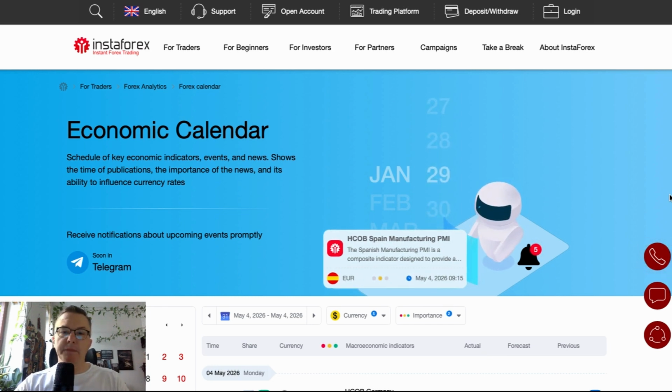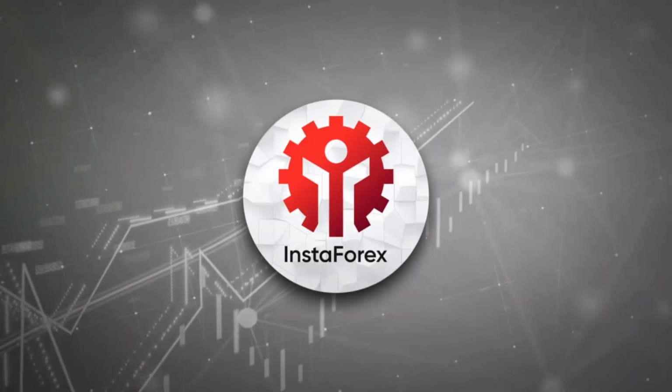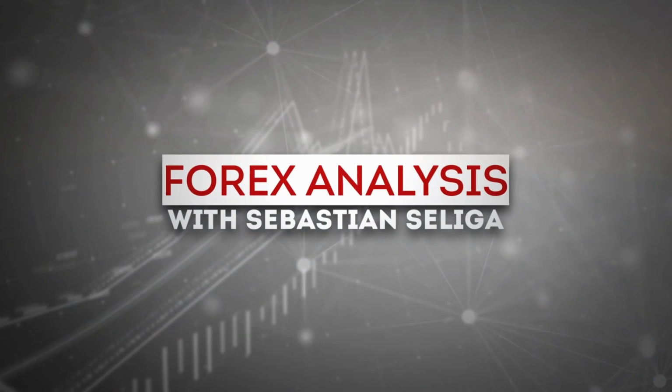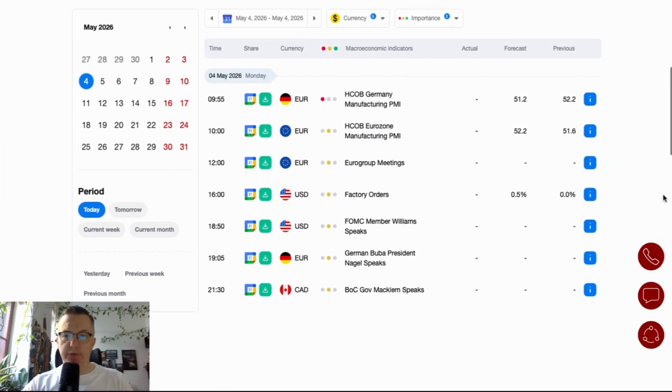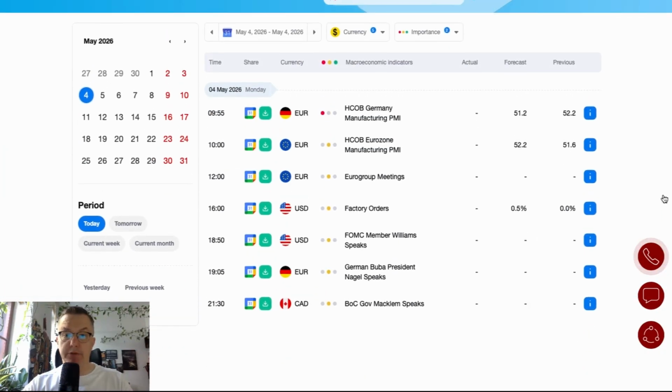Today is Monday, May 4th, 2026. Let's take a look at the Forex economic calendar for today. So what do we have here for today? We got only the high important and medium important data releases.